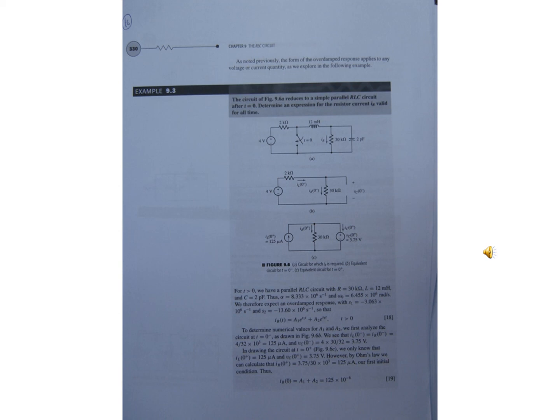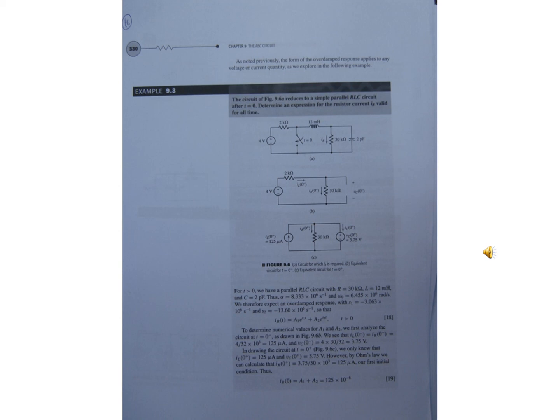IC is calculated as C dVC by dt, 2 multiply 10 power minus 12 multiply 30 multiply 10 power 3 and in the brackets are A1 S1 e power S1t plus A2 S2 e power S2t. By Kirchhoff current law, IC 0 plus equals IL 0 plus minus IR 0 plus equal to 0. Therefore minus 2 multiply 10 power minus 12 multiply 30 multiply 10 power 3 multiply 3.063 multiply 10 power 6 A1 plus 13.6 multiplied by 10 power 6 A2 equal to 0.